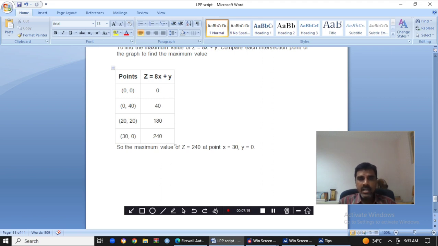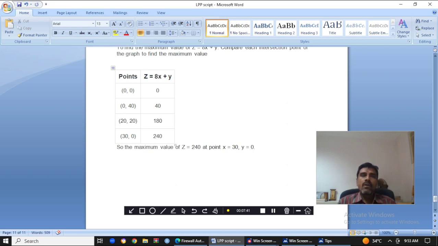Then the third point, you are going to substitute 20, 20, for x is equal to 20 and y is equal to 20. 8 into 20 plus 20. So 8 into 20 is 160, plus 20 is 180. And the fourth one is 30, 0. So 8 into 30 plus y into, y is 0 here. So 8 into 30 is 240.